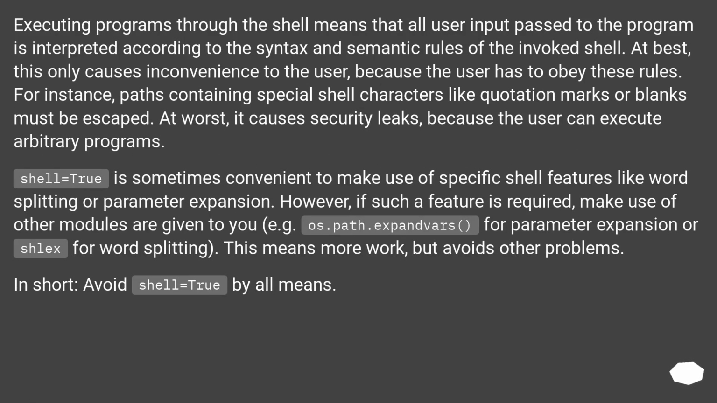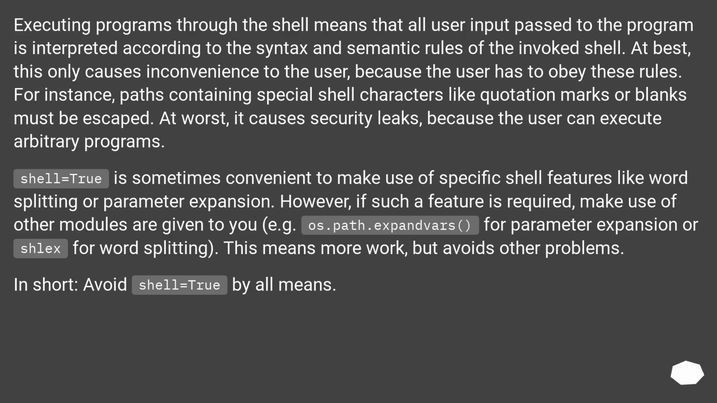Executing programs through the shell means that all user input passed to the program is interpreted according to the syntax and semantic rules of the invoked shell. At best, this only causes inconvenience to the user, because the user has to obey these rules. For instance, paths containing special shell characters like quotation marks or blanks must be escaped. At worst, it causes security leaks, because the user can execute arbitrary programs.